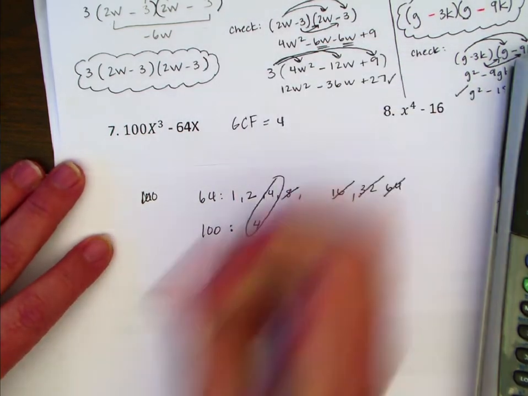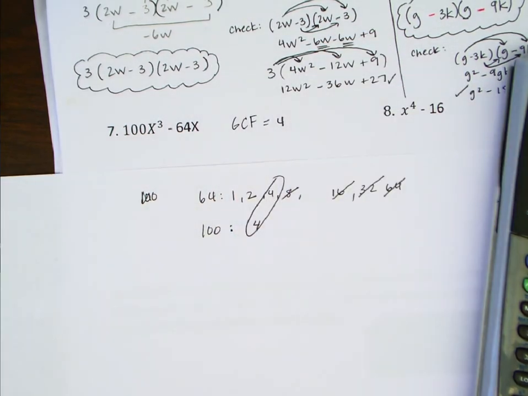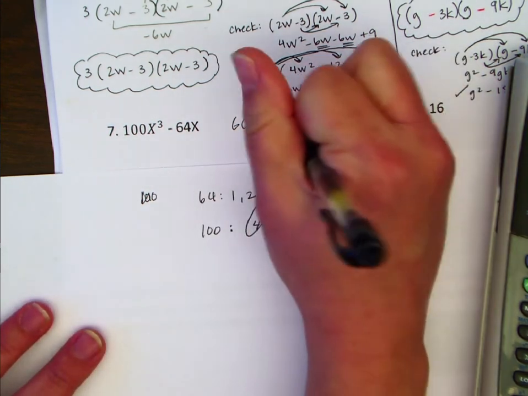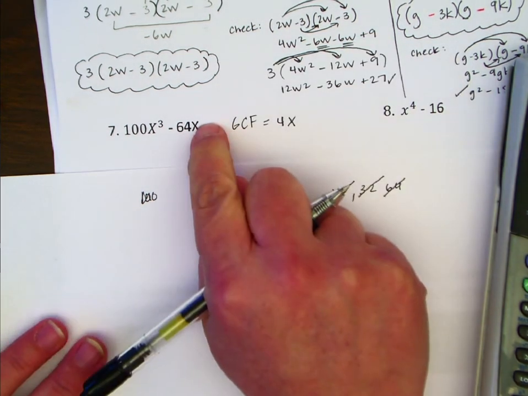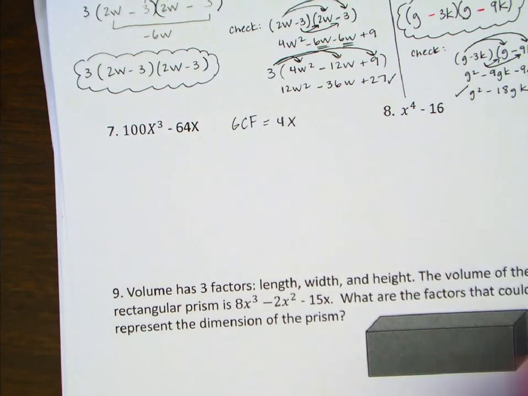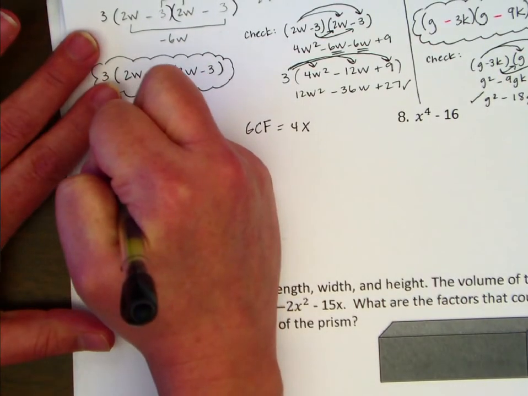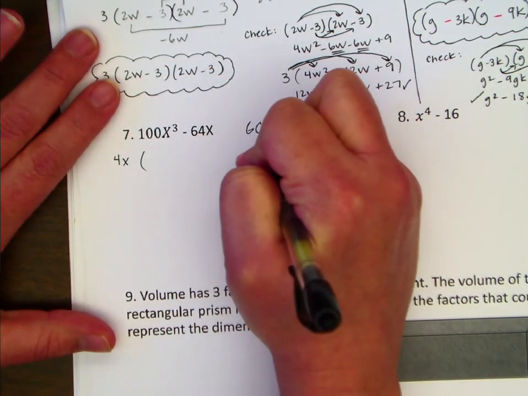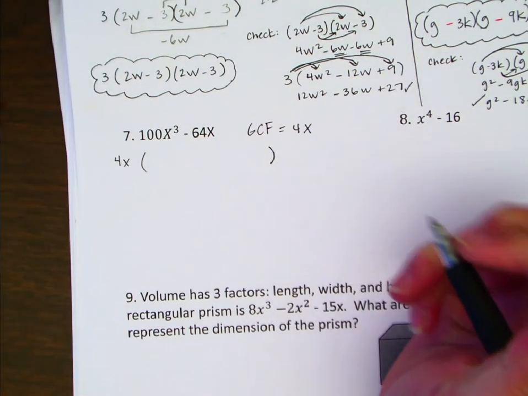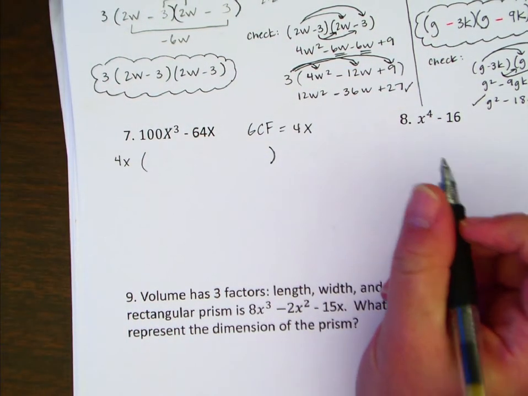And then what about the variables? You choose the variable with the smallest exponent. So you're going to choose x, because this is x to the first power, right? All right, so for the GCF, the first step, 1 parentheses. Second step, if it's a difference of squares, we'll do the double bubble.